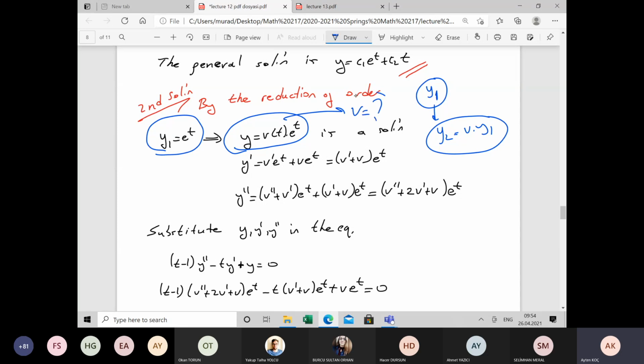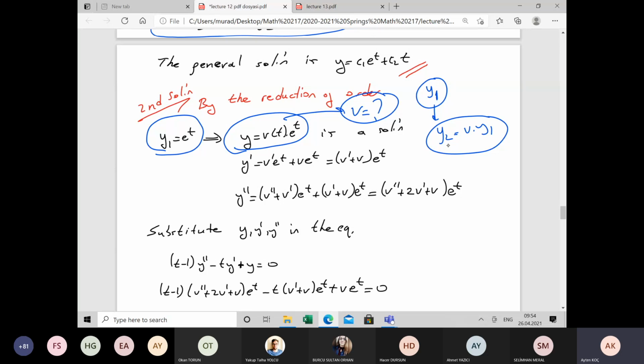V is a function of t. Our aim is to find the v. If this one is a solution, what does it mean? A solution of the differential equation means it satisfies our differential equation. So what's our differential equation? It's this one. Satisfying our differential equation means we write y sub 2 here, and it should be 0, because y sub 2 is a solution.